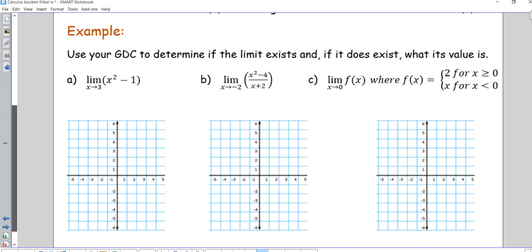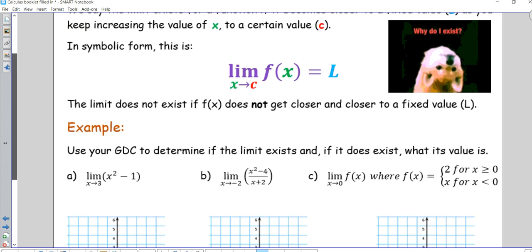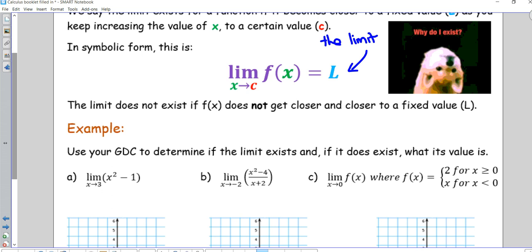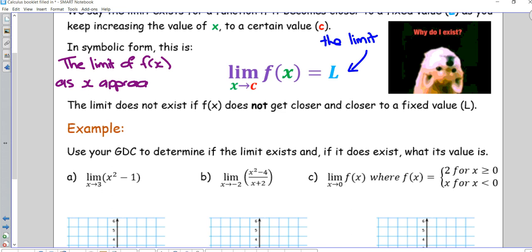So by the way, in case you're wondering what that L is, it's the limit. And this thing here in purple, in words, is the limit of the function f(x) as x approaches c. That's how you would say it. The limit of the function f(x) as x approaches c equals a limit, L, which is a number. L is just meant to be a number.